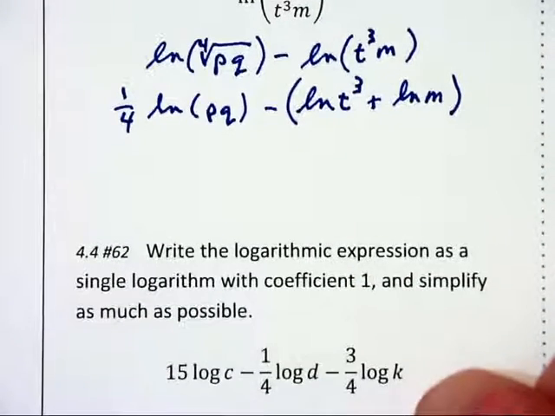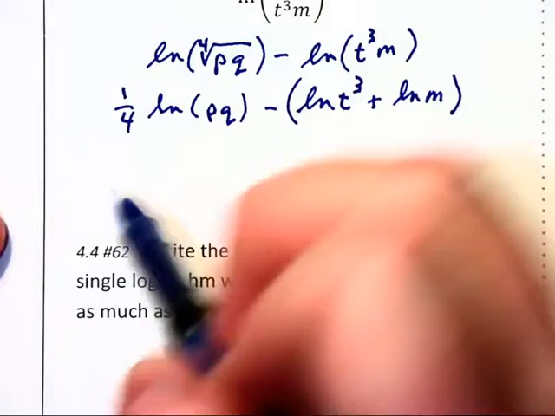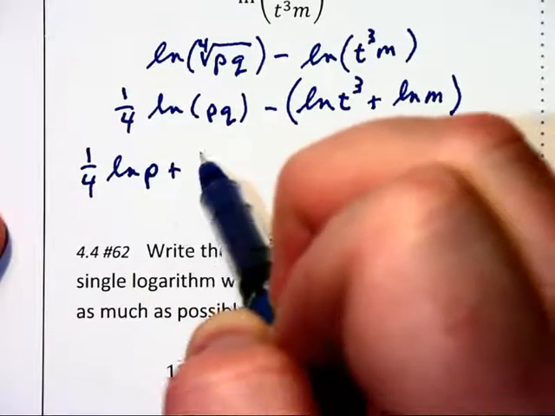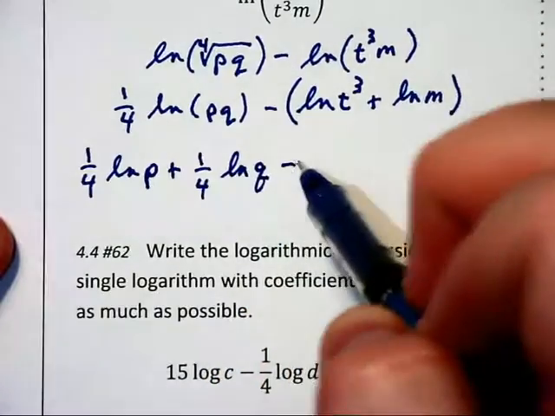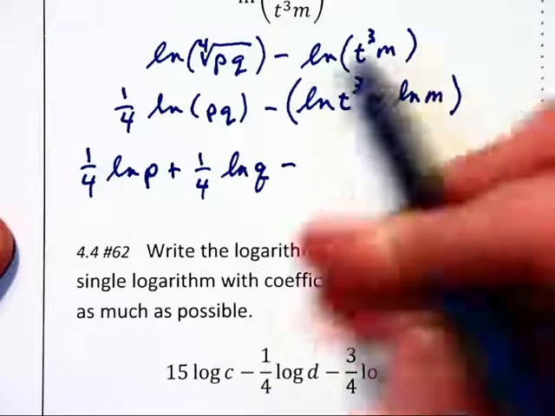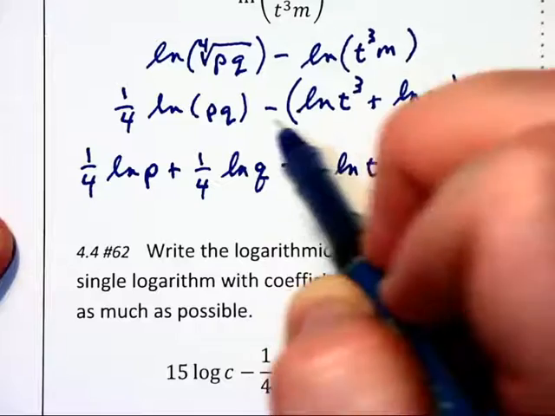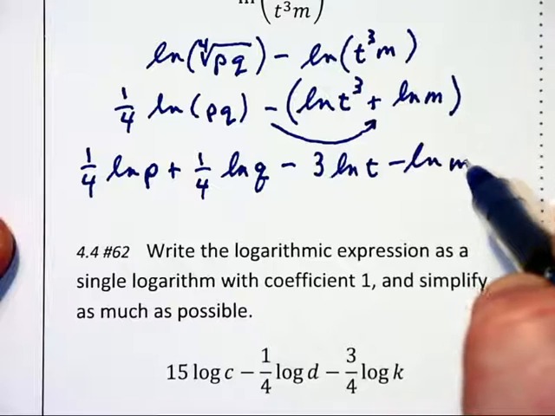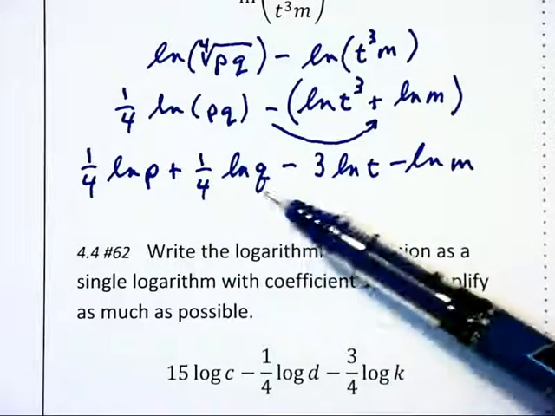Now we're going to be able to take this PQ, which is multiplied, turn it into addition and distribute the 1/4, giving us 1/4 the natural log of P plus 1/4 the natural log of Q minus, and this power of 3 can come out in front, 3 natural logs of T minus, don't forget to distribute the negative, minus the natural log of m. And that becomes our simplified expression in terms of each argument is simplified.